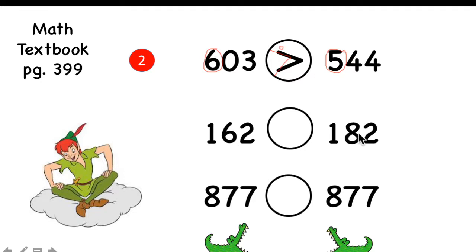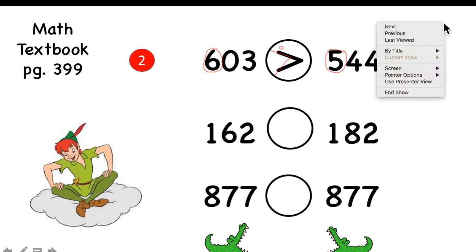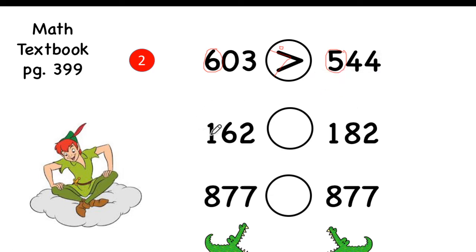162 and 182. As you can see, the hundreds digits are the same. So we cannot use them. We will use the tens digits, okay? The tens digits are in the middle, 6 and 8. Which one is greater? 6 or 8? 8 is greater. So this number is the greater number, all of it. Which crocodile will come and eat it? This crocodile with his mouth open to eat it.